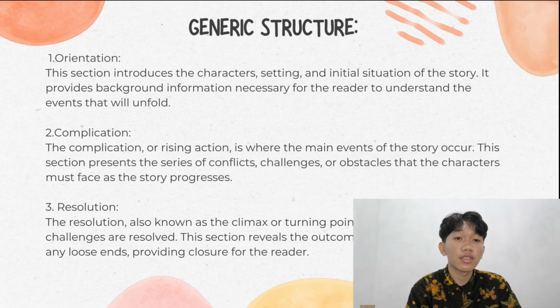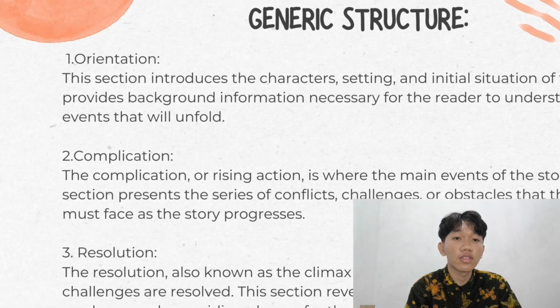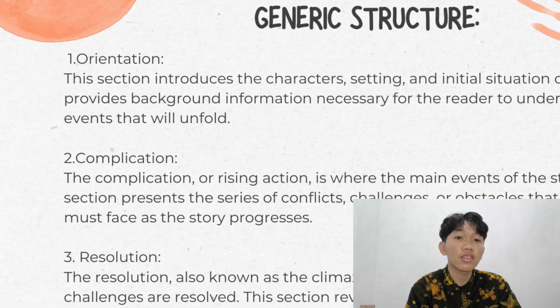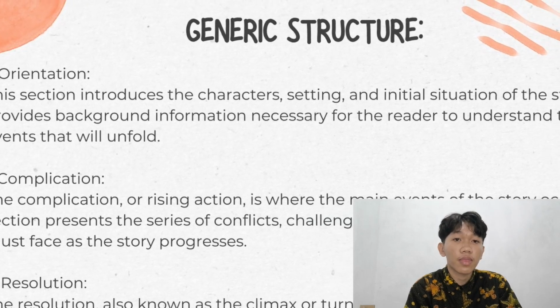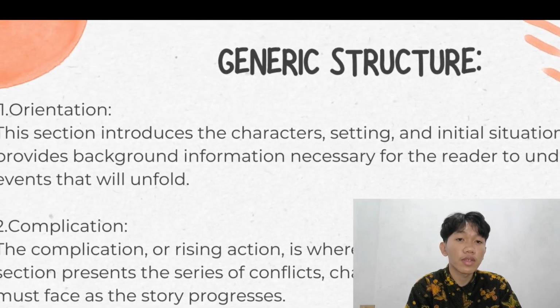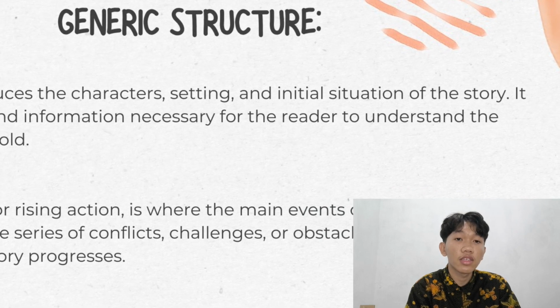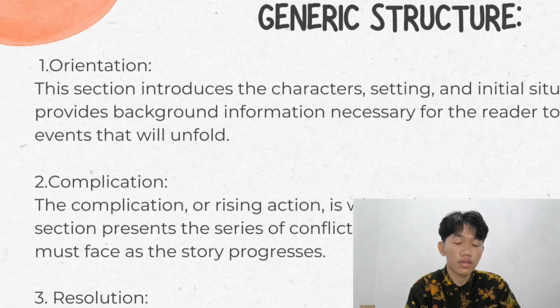So, the generic structure of narrative text. First one is orientation. The orientation section introduces the character, setting, and initial situation of the story. It provides background information necessary for the reader to understand the events that will unfold.